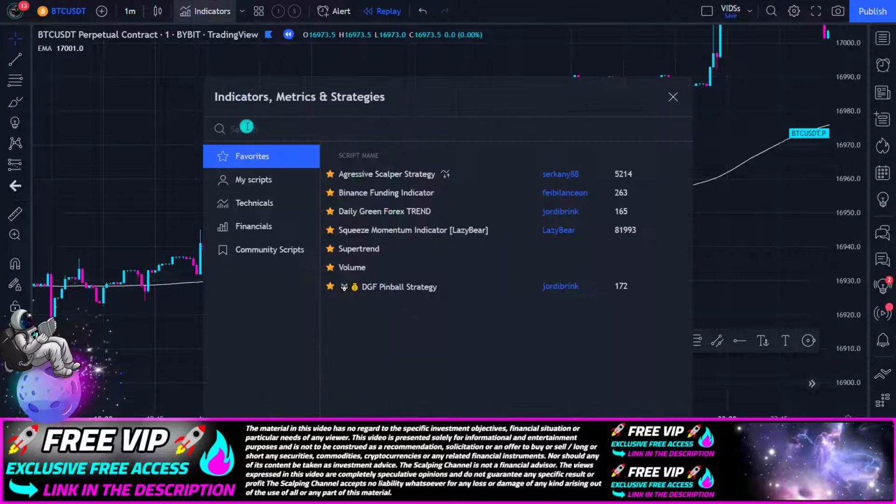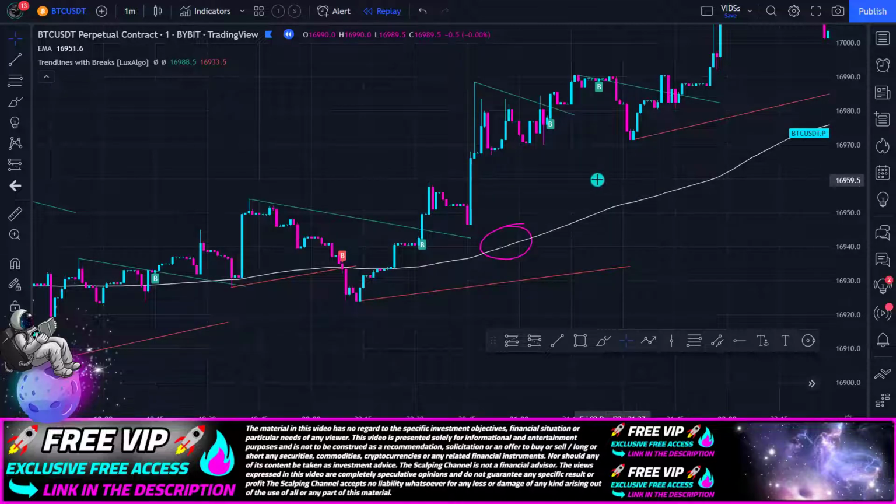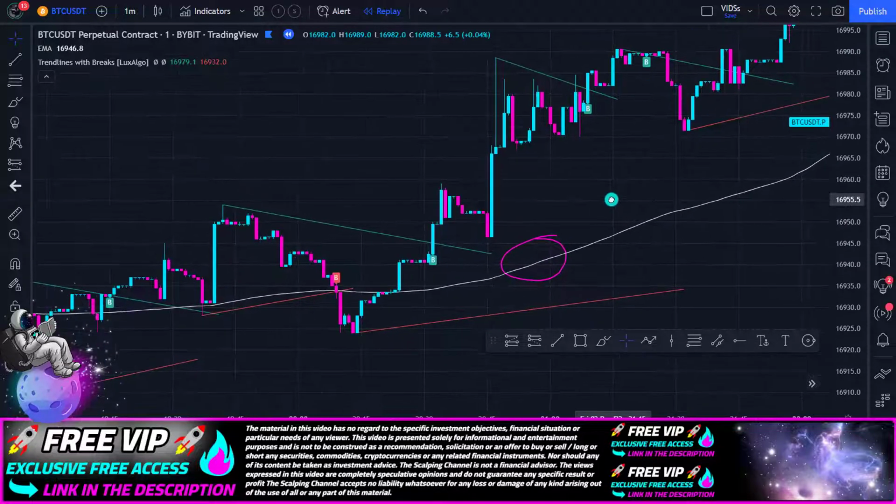The second indicator we use for this scalping strategy is called Trend Line with Breaks, created by LuxAlgo. Click it once. We do not need to adjust this indicator, so we can go straight to the confirmations of this scalping strategy. The rules of this scalping strategy are simple.